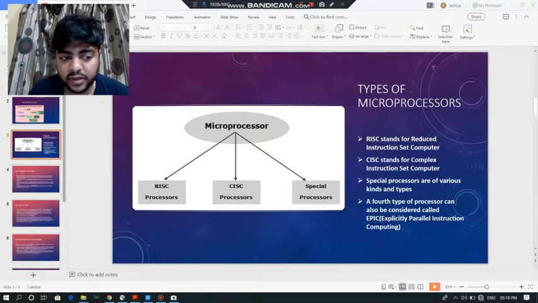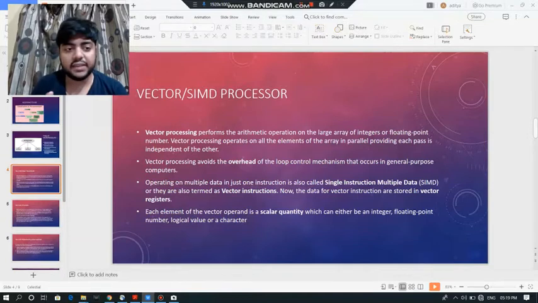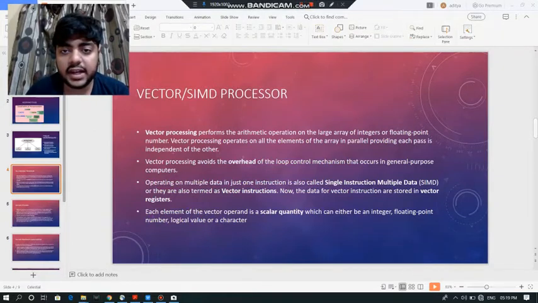Now let's come to vector processing or our SIMD processor. Vector processing performs the arithmetic operation on large arrays of integers or floating point numbers. First of all, vectors are a 1D array which contains our information, and the important point of a vector is that all the data is independent of each other. That means every element of the 1D array is independent of each other.